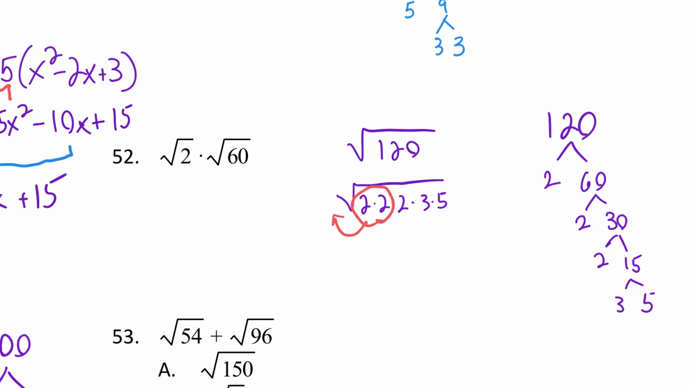The 2 times 2, that's it. The 2, the 3, and the 5 all have to stay. I'm going to multiply them back together. So this will be 2 times the square root of 2 times 3 is 6. 6 times 5 is 30. 2 times the square root of 30. The square root of 30 looks like you can continue to simplify it, but you cannot.